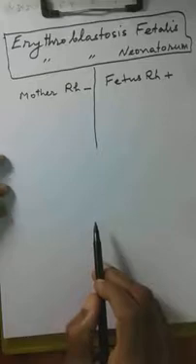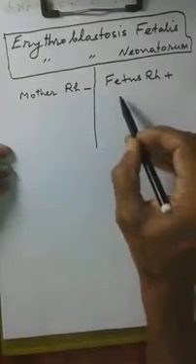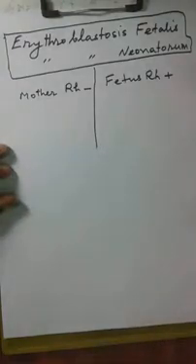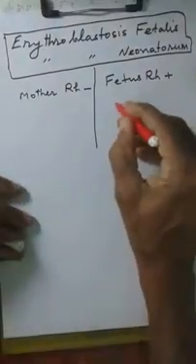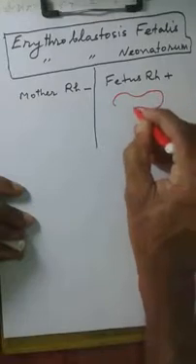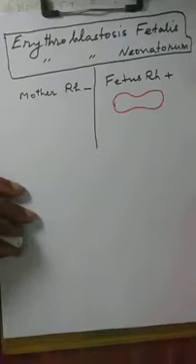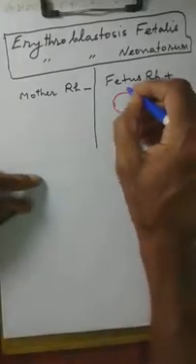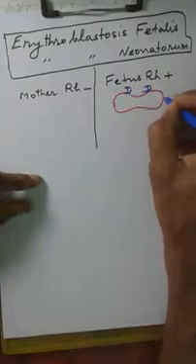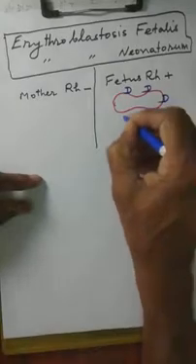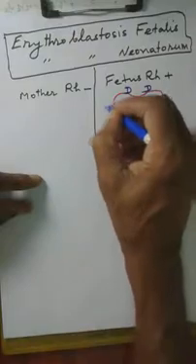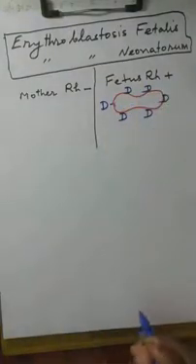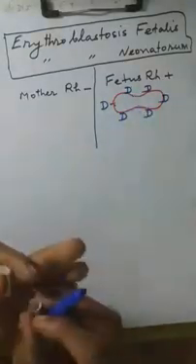There is a chance for the antigen of this fetus, in this fetus's erythrocyte. I will just draw. This fetus is having in its erythrocytes D antigens. D antigen means RHD antigen. That is why the fetus is called RH positive.